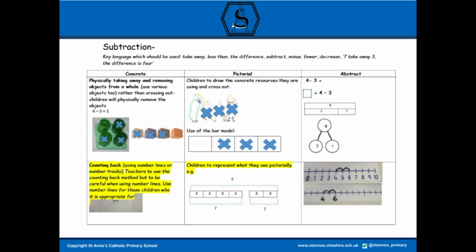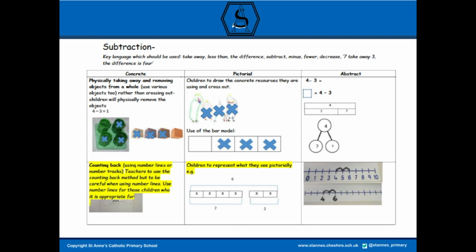Then we move on to counting back. I have written here for teachers to use the counting back method, but to be careful when using number lines. Number lines are very abstract, so they are only for children who are capable of using them. Now we would tend just to stick with physically counting back.